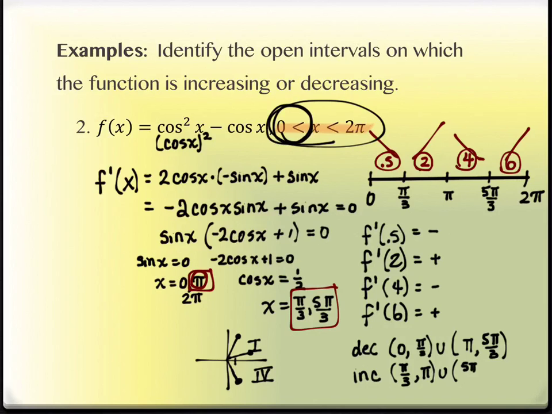And then I have 5 pi over 3 to 2 pi. Okay. And we could graph that to verify that, if we wanted to make sure that the original graph, not the derivative, matched that.